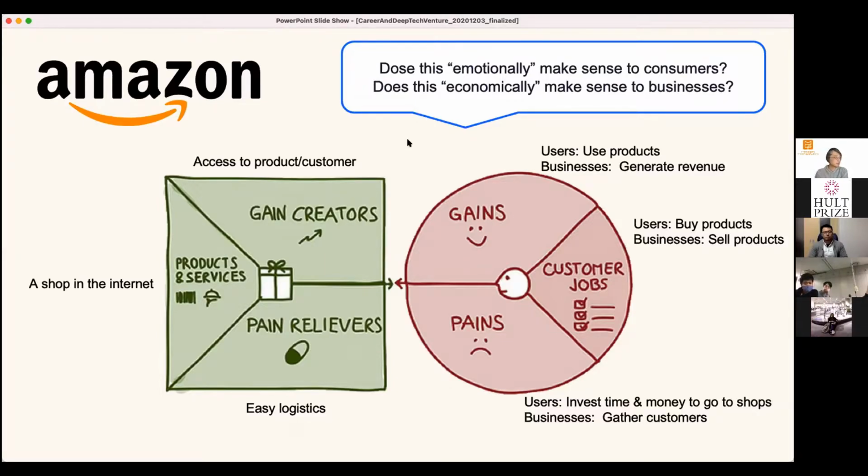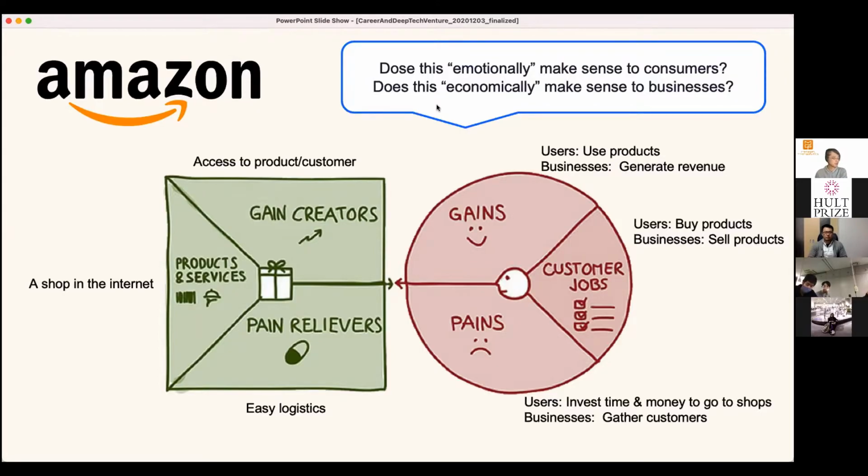And as I mentioned earlier, the consumer cares about emotion, and the businesses care about their economics. And in this scheme, Amazon helps consumers emotionally, because consumers feel it's a little bit tedious, a little bit of a hassle to go to shops, but by using the Amazon platform, the consumer doesn't need to worry about that. So it's an emotional value.